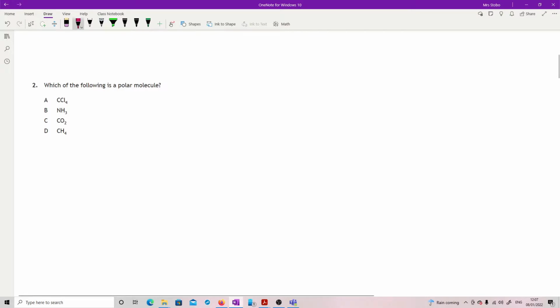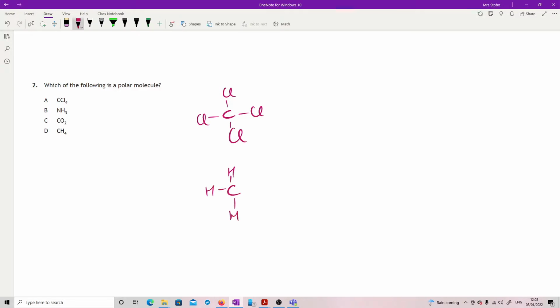Question 2, which of the following is a polar molecule? And you're given various different ones. I genuinely expect that you know which one it is almost straight away, but just to be clear, if you have carbon with 4 of the same substituent groups attached to it, so chlorines or hydrogens, which is also there. I realise for some reason I've got drastically different sized chlorines, but that doesn't matter. So these two are definitely out.